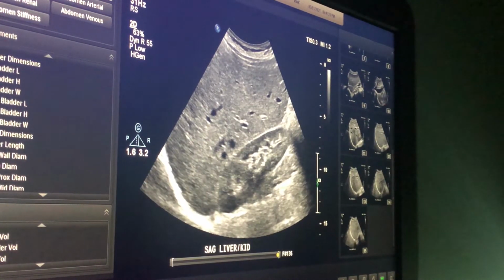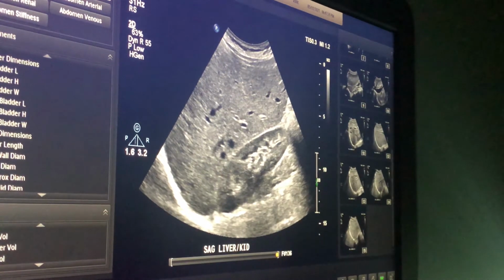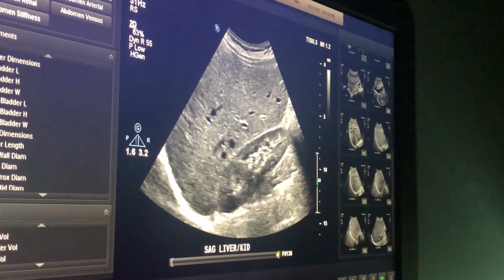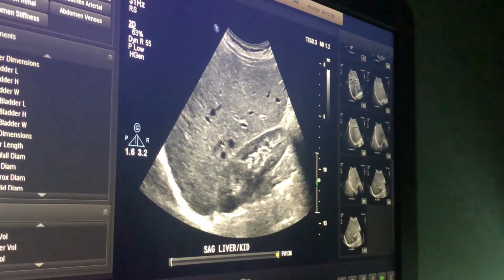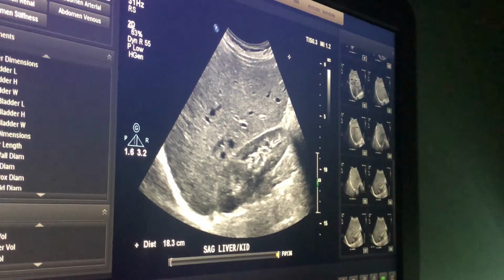Here you can see a really nice comparison shot between the kidney and the liver. You can see the liver is hyperechoic to the kidney's cortex and hypoechoic to the sinus. I'm also going to measure here. I'm measuring cranial end to caudal end. The liver couldn't fit in the whole picture. I'm guesstimating it ends right about here. And the liver measures 18.3 centimeters.